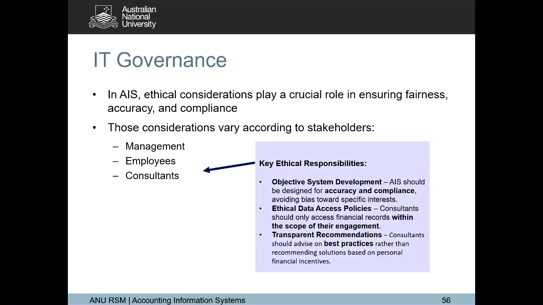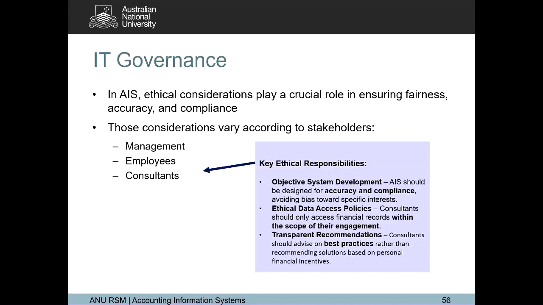Ethical data access policy: consultants should only access financial records within the scope of their engagement. Just because you have access doesn't mean you can walk around and look into data that is not relevant. For example, I called the IT about something wrong with the quiz because you reported it to me, and they went around and looked into your grades and your group assignment submission. This is not something that I asked. You should understand your ethical responsibility to students and also the users.